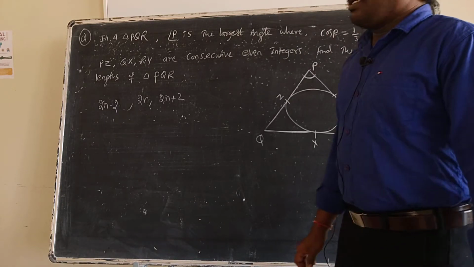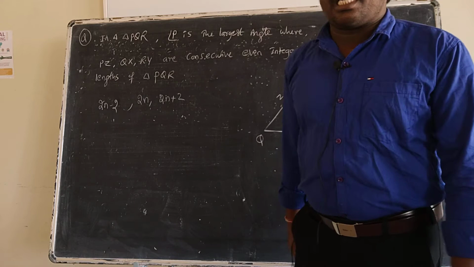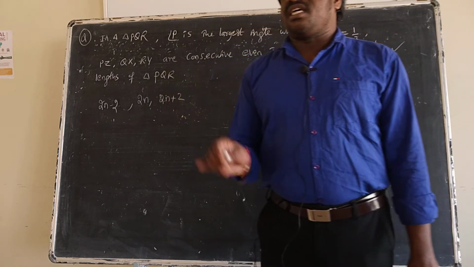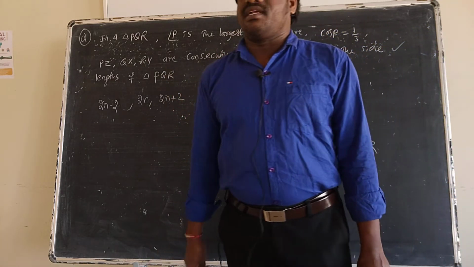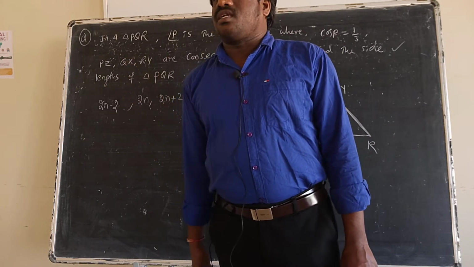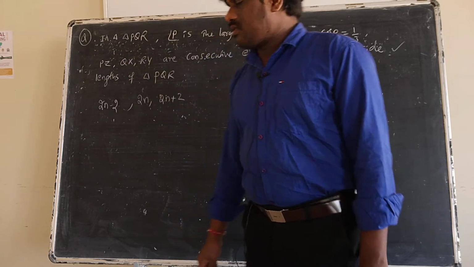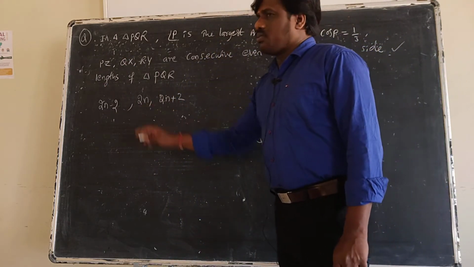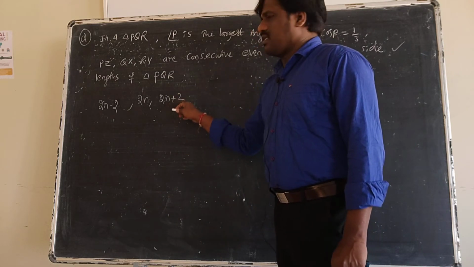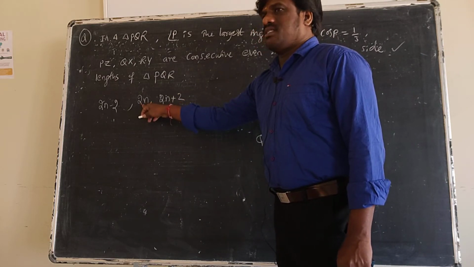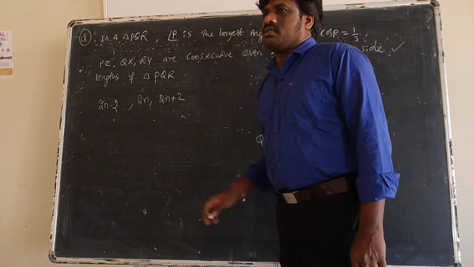So you know, even integers means even numbers starting from 2n. 2n is the even number. Next, 2n plus 2 is the even number. And 2n minus 2 are the 3 consecutive even numbers. So 2n, 2n plus 2, 2n minus 2. Here the larger is 2n plus 2, the medium is 2n, and the smaller is 2n minus 2.